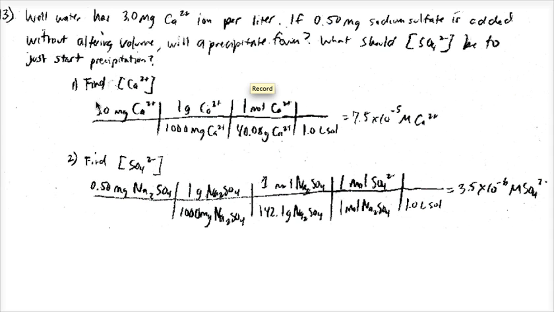So I would find what the concentration of the calcium is in this particular sample. You have 3 milligrams of calcium, and then you can convert into grams, then you convert into moles, and you use the fact that it's a per liter thing, and you can find your calcium ion concentration, 7.5 times 10 to the negative 5th molar. Then I would find the sulfate ion concentration, knowing that you have 0.5 milligrams of sodium sulfate. So run through your dimensional analysis, and you can find out that the sulfate, just the sulfate out of it, not the sodium sulfate, is 3.5 times 10 to the negative 6th.